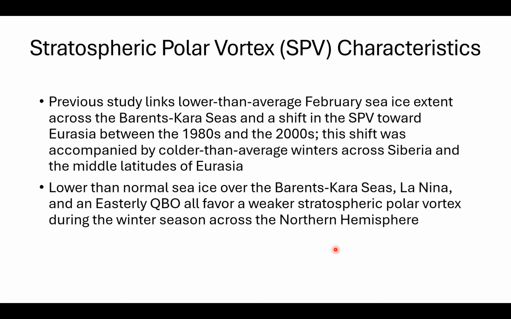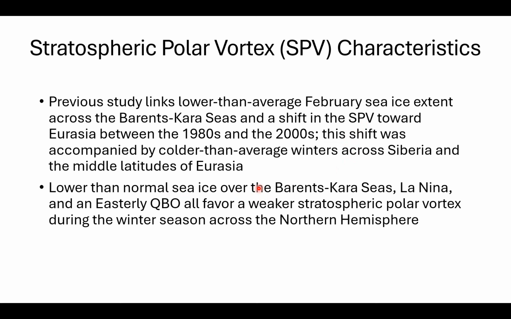Now, a previous study links lower than average February sea ice extent across the Barents-Kara seas and a shift in the stratospheric polar vortex, SPV, toward Eurasia between the 1980s and the 2000s. This shift was accompanied by colder than average winters across Siberia and the middle latitudes of Eurasia. So there are some studies out there that talk about sea ice being lower than average, right? And that's associated with some of these shifts in the stratospheric polar vortex. Bottom line is wherever the stratospheric polar vortex goes towards, you're going to have the coldest, most bitter air in the winter season in the northern hemisphere. In this case, it is shifting towards Eurasia.